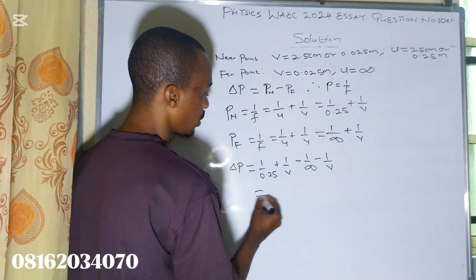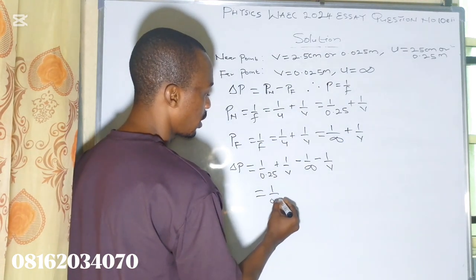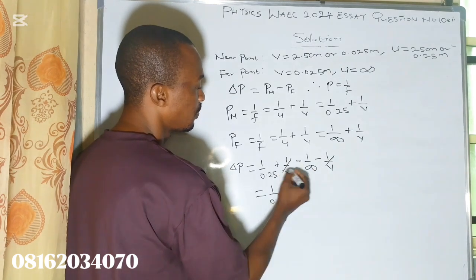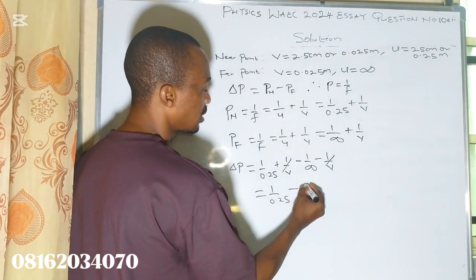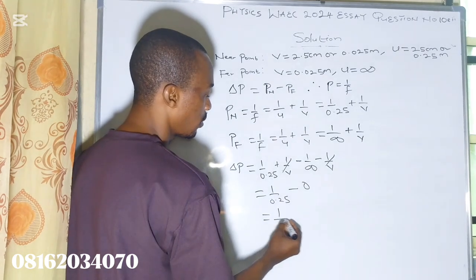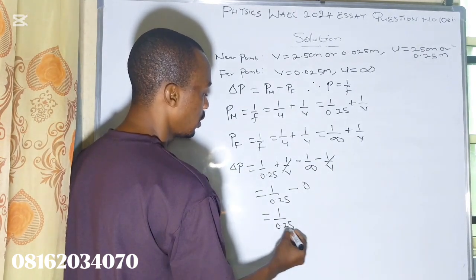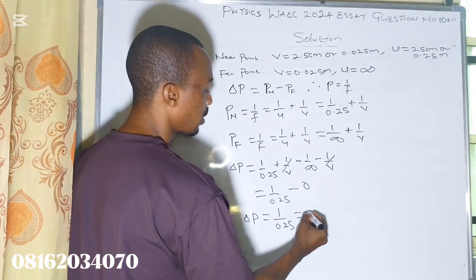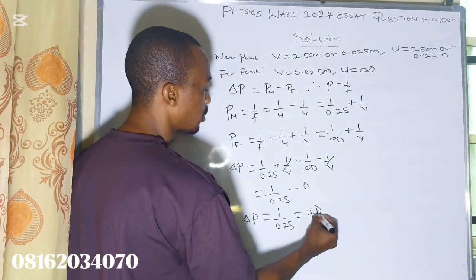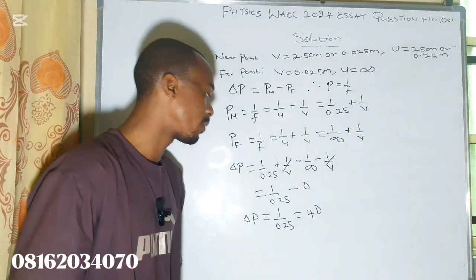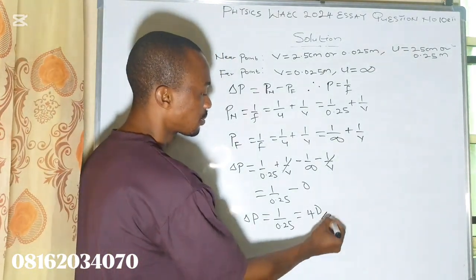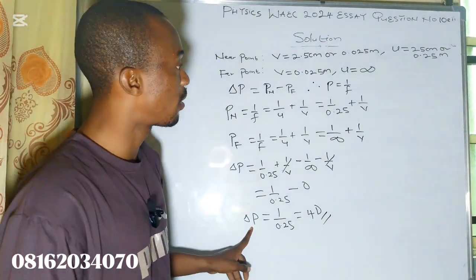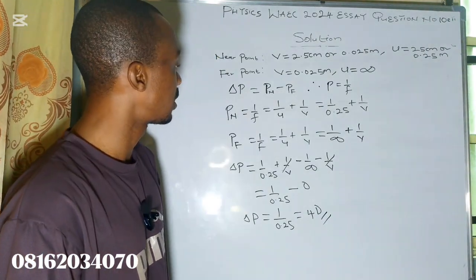Now we are going to have 1 over 0.25. The 1 over v terms cancel, and 1 over infinity is actually 0. So we are only left with 1 over 0.25, which is 4 diopters. Sorry, diopter is the unit for power. So this is the change in the optical power of the lens. Is that okay?